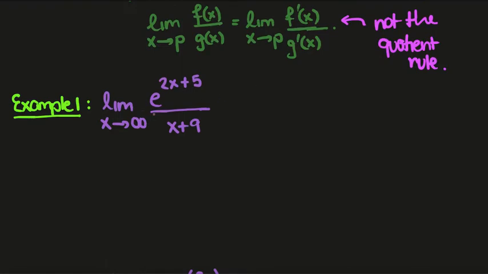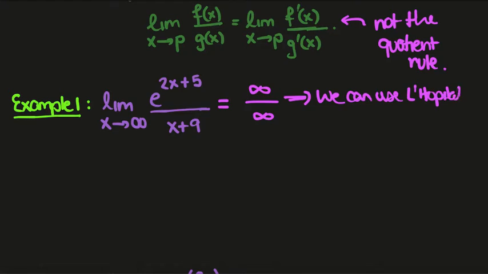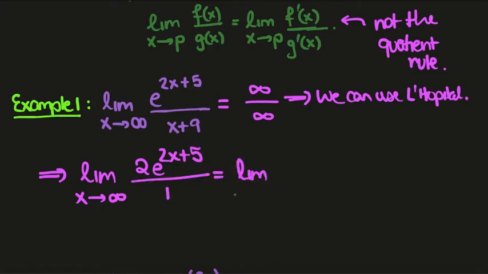We have the limit as x tends towards infinity of e to the 2x plus 5 over x plus 9. What we see is that this tends towards infinity and this tends towards infinity. So we can use L'Hopital. We differentiate the top, and this is the same as the limit as x tends towards infinity of 2e to the 2x plus 5 over 1. But as x tends towards infinity, e to the 2x plus 5 tends towards infinity, and so the limit is still infinity here.